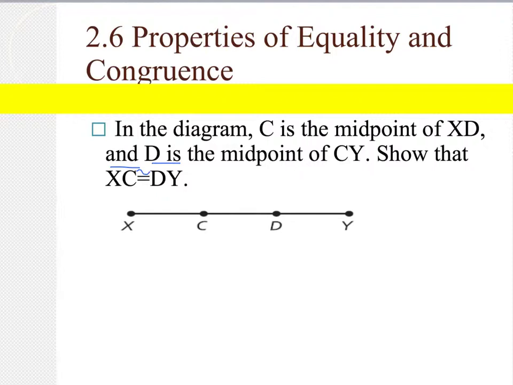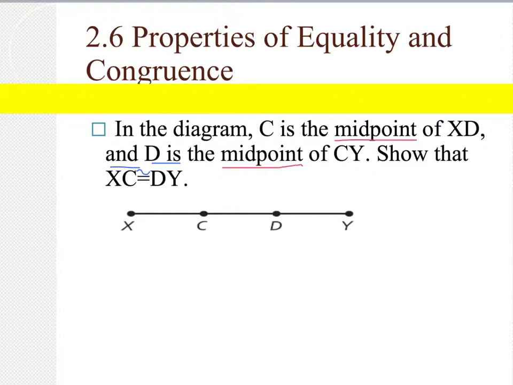Alright, so our very first thing that we need to know is, what does it mean to have a midpoint? Because that's the key in this statement. C is the midpoint of XD and D is the midpoint of CY. That's the biggest key in how we figure it out. So my question to you, what is a midpoint? What does the midpoint do? Well, I hope you're thinking, it cuts the segment into two even segments. And that's exactly what it does.